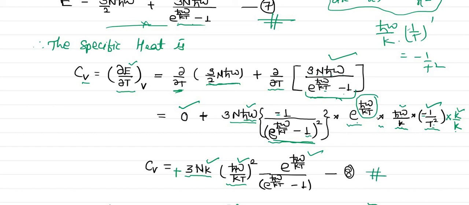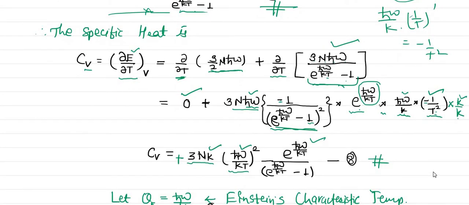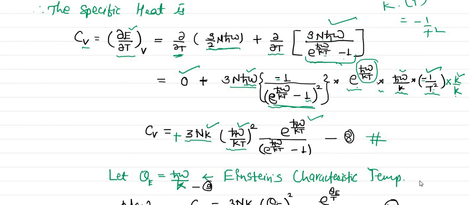This is the specific heat when we are talking about Einstein's theory of solids, in which we can find the lattice heat capacity or specific heat. So this is the general equation for Einstein's specific heat. Now for simplicity again we will consider this h cross omega by k as theta E, and that is known as Einstein's characteristic temperature.